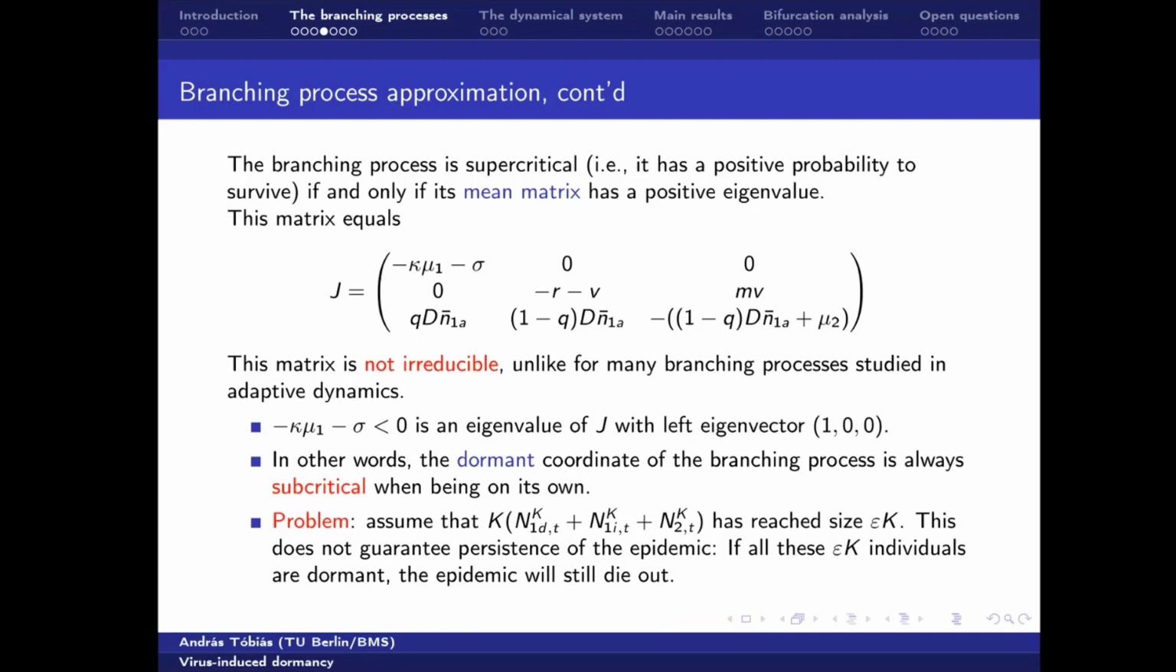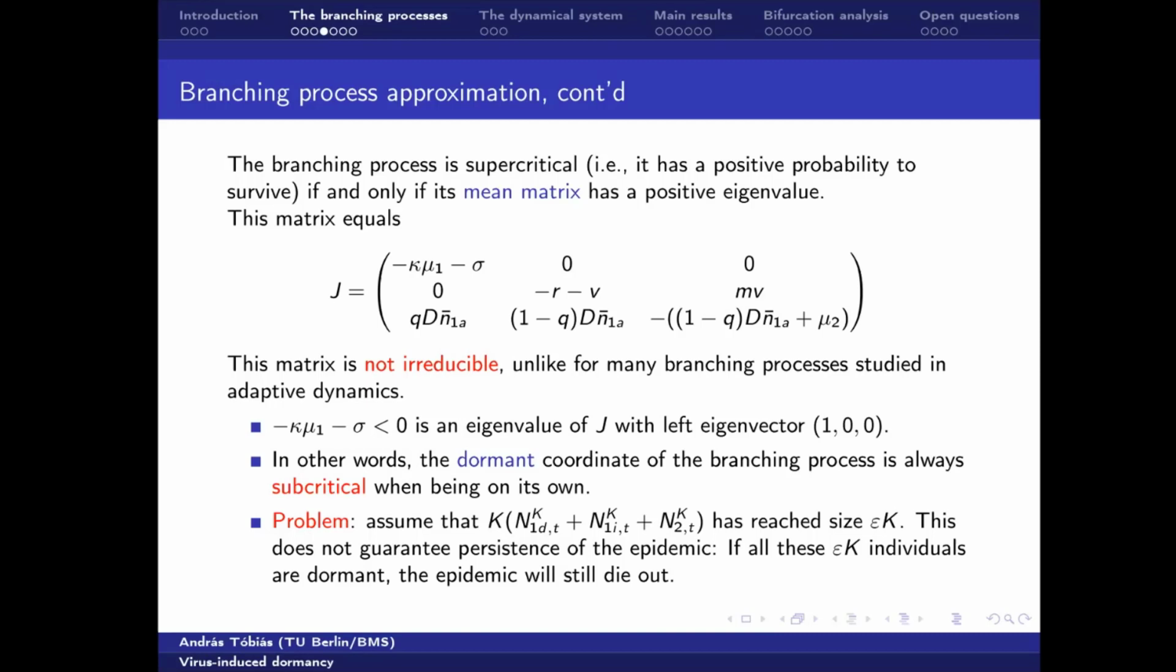For example, here, this minus R minus V, this is the intrinsic growth rate of type 1I. So the infected individuals also don't produce directly infected individuals, but they just recover or die by lysis. But this M times V here, for example, is the number of viruses produced by one infected individual on average. So this is when an infected individual actually dies by lysis and then produces M viruses, which happens at rate V. And then this Q times D M1A bar, this is the rate of dormant individuals produced by viruses in unsuccessful virus attacks. This 1 minus Q D M1A bar is the number of infected individuals produced by viruses. And here, this is the loss of viruses in successful virus attacks and loss of viruses due to death.